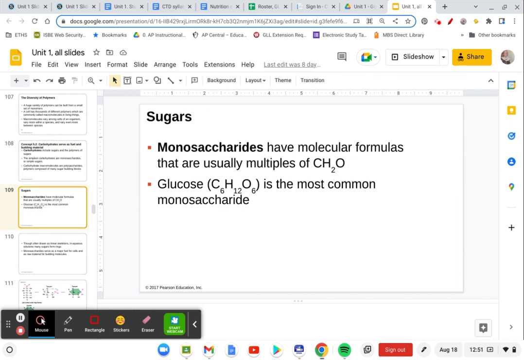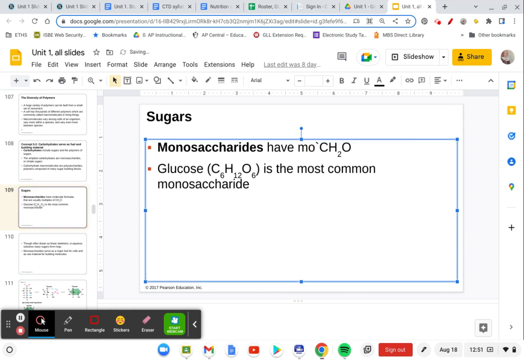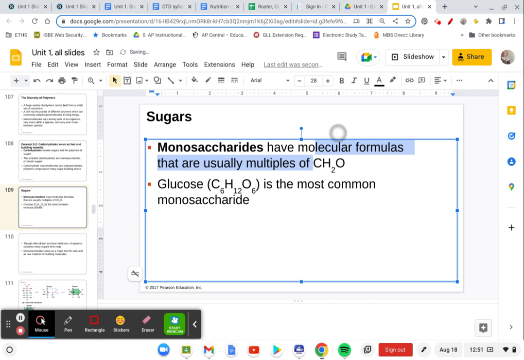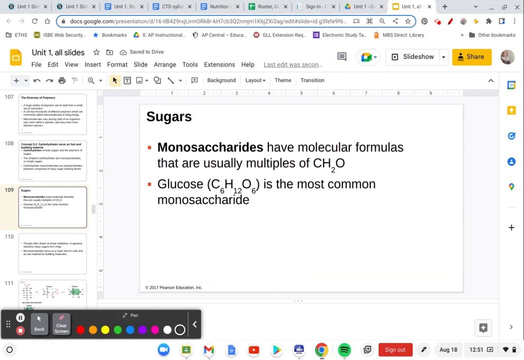So sugars, monosaccharides, like I said, are the simplest, and they are typically found in the formula of 1 carbon to 2 hydrogens to 1 oxygen. Okay, so referring to that CH2O. The most common one that you're going to find is, as I said before, glucose, C6H12O6. You should be able to recognize this. So if it comes up on a test, you should be able to say, yep, that's glucose.